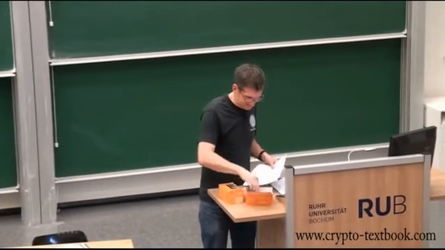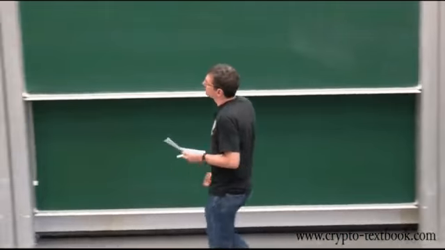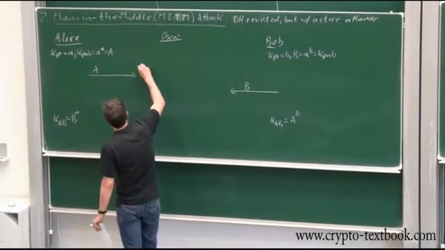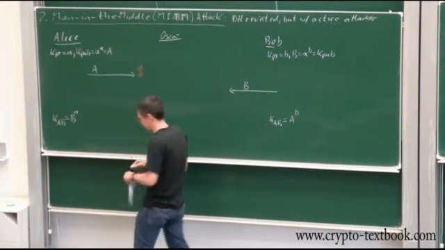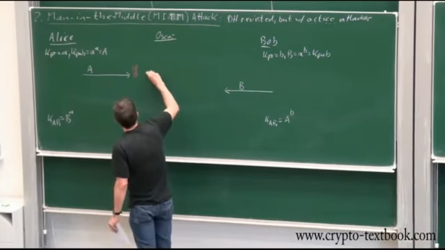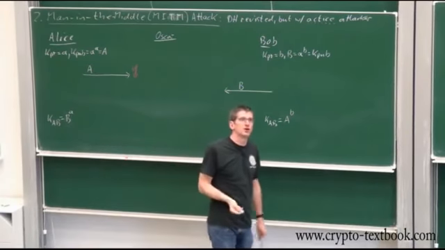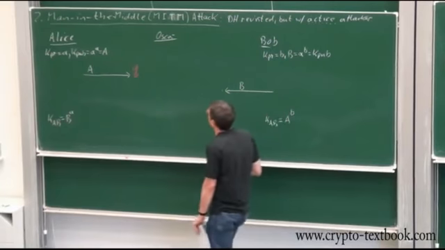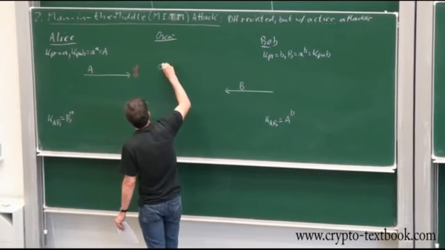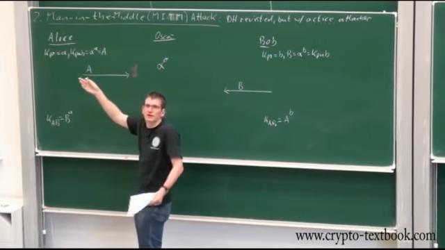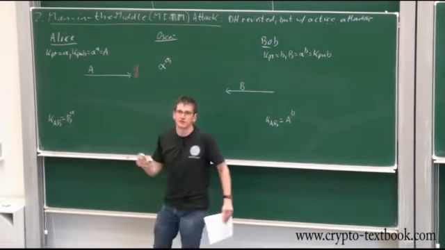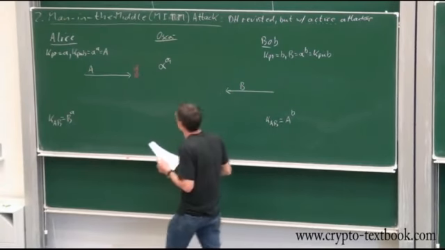So here is what nasty Oscar can do. He intercepts. And what Oscar does, he generates his own public key. How does he do that? Well, he does something similar to what Alice does. I call that lowercase o, Oscar's private key, and let's call that O1, because we're going to have two of those.